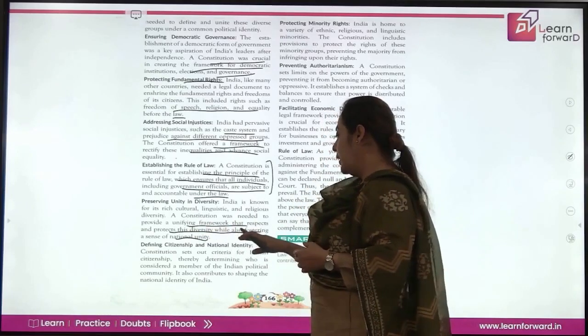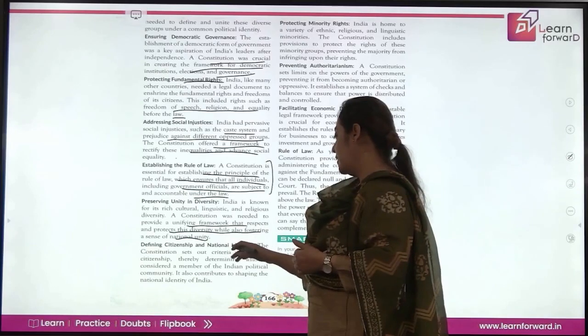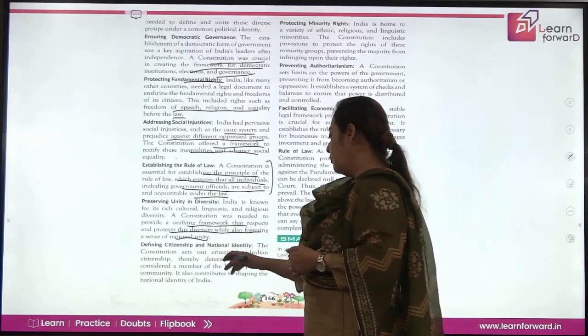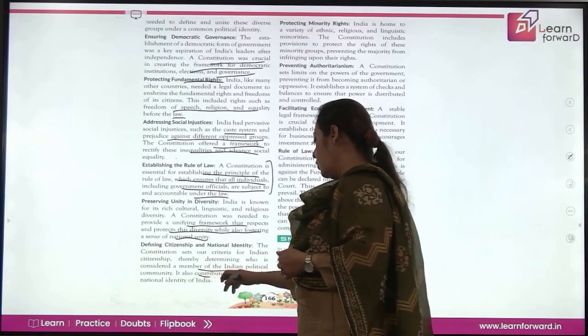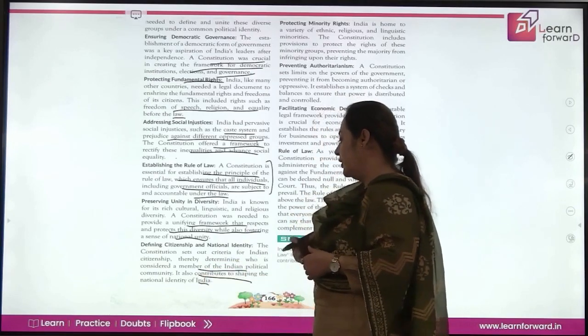Defining citizenship and national identity. The Constitution sets a criteria for Indian citizenship, therefore determining who is considered a member of the Indian political community. It also contributes to shaping the national identity of India.